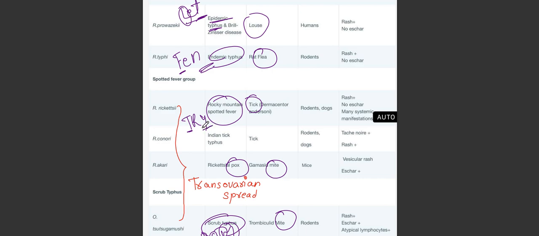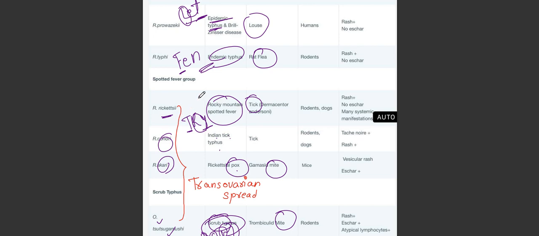For tick and Rocky Mountain fever, here R represents Rickettsia rickettsii. Pox in Hindi means akar, therefore it is akari. And scrub typhus is caused by Orientia tsutsugamushi. Then one more is Indian tick typhus. India is in the corner, therefore it is caused by Rickettsia conorii.